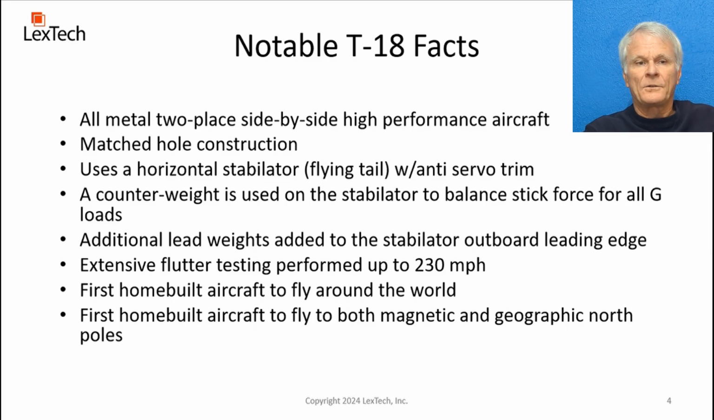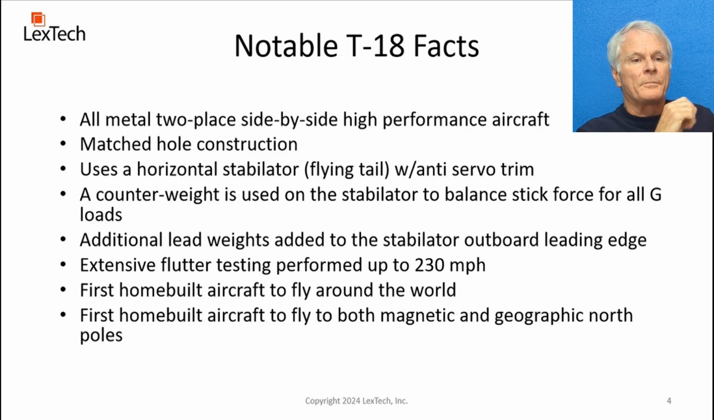He employed a counterweight system on the stabilator to balance the stick force, also to avoid flutter. There were some flutter issues with the early airplanes, and they ended up doing flight testing to be good up to 230 miles an hour.